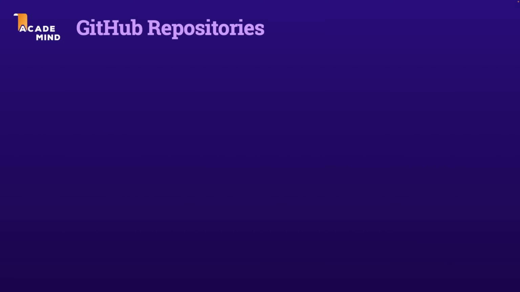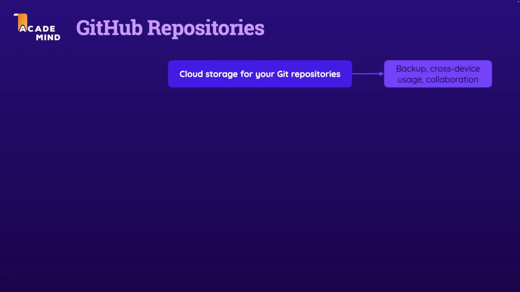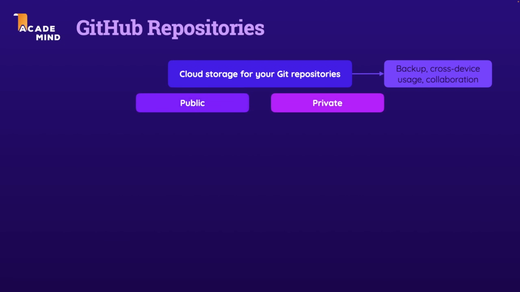Now the key feature offered by GitHub is its repositories feature. You can create those cloud storage buckets in your GitHub account and then connect your local Git repositories to those GitHub repositories to back up your code or use it across different devices and so on. Now, when you create a repository, you have the choice whether it should be public or private. As the names indicate, public repositories can be viewed by everyone, private repositories can't.